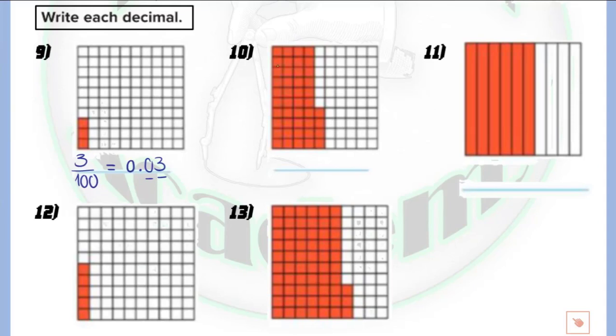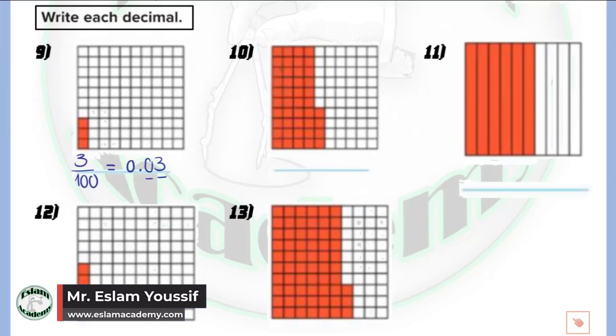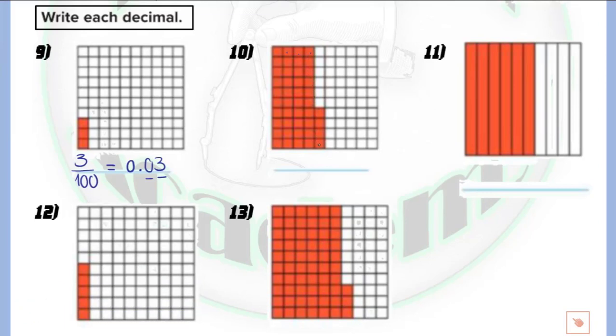But in question number 10, we have 4 columns. Each column represented by 10. So we have 10, 20, 30, 40. After that, we will count the small squares: 41, 42, 43, 44. So it will be 44 out of 100. If we need to write it as a decimal, we just write 44. Because we have 2 zeros down, we'll put the decimal point after 2 digits from the right. So it will be 0.44.